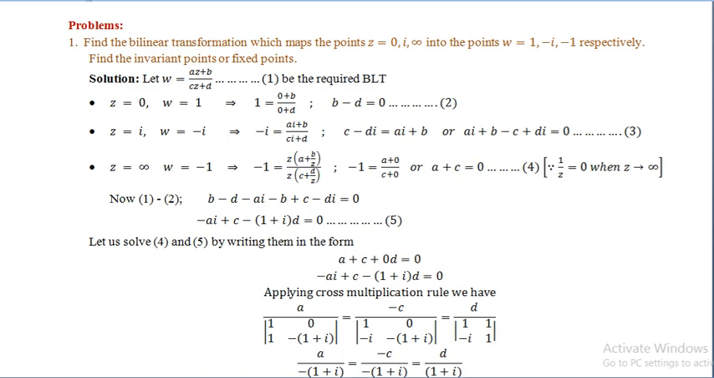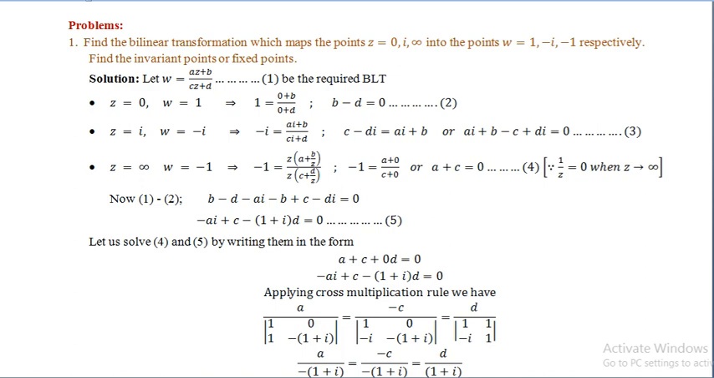Now one by one we substitute the Z and W values. First pair: put Z equal to 0 and W equal to 1 in equation number 1. The W value is 1 and the Z value is 0, so 1 equals (0 plus B) by (0 plus D). Cross multiplying, D into 1 is D, so D equals B, or B minus D equals 0. Say equation number 2.